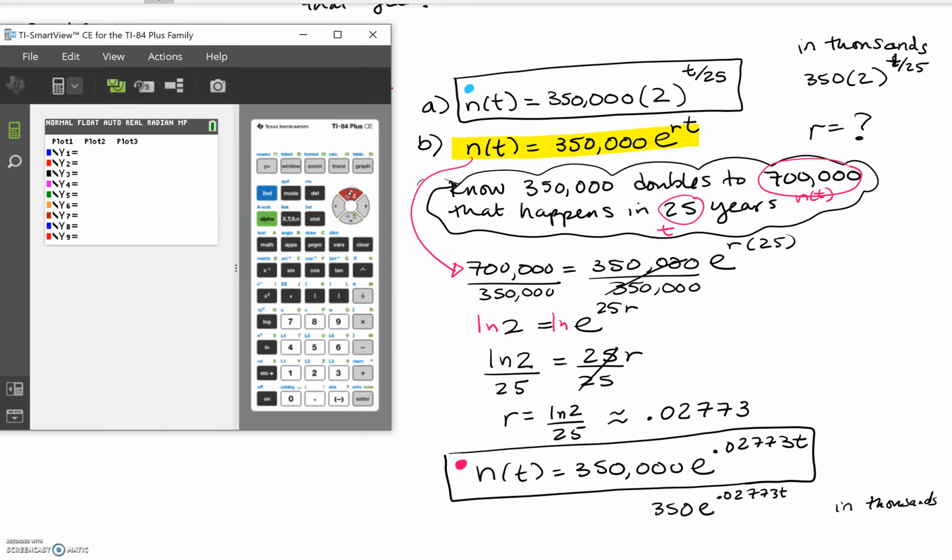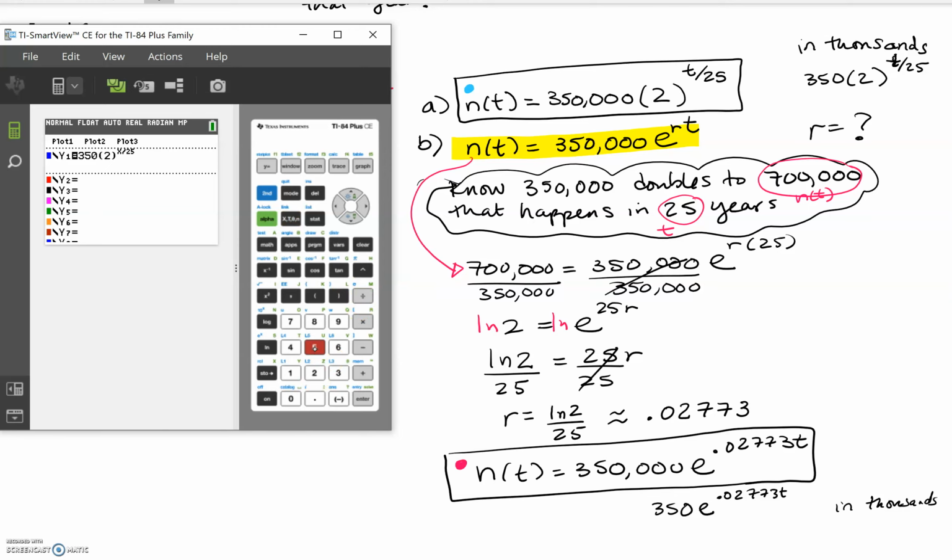So let's go put the one in blue. That's 350,000, but I'm putting it as just 350 because my y-axis is already in thousands. 2 raised to the x or t divided by 25 is my first graph.